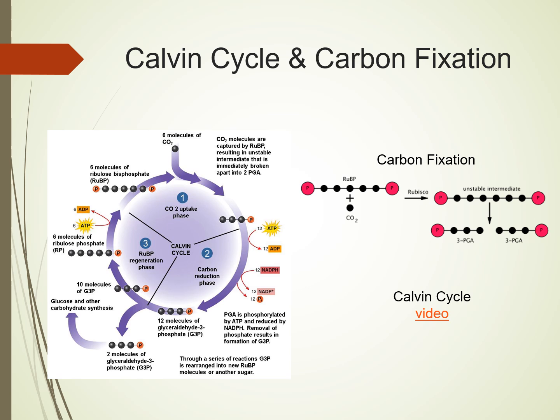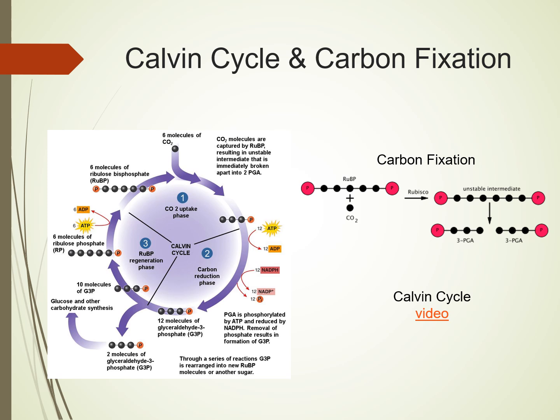6 carbon atoms are ultimately pulled out of the cycle to form one 6-carbon glucose molecule. The remaining carbon atoms and ATP are left in the cycle to regenerate RuBP to continue the Calvin cycle with future CO2 molecules. For a summary of the big picture, Step 1.